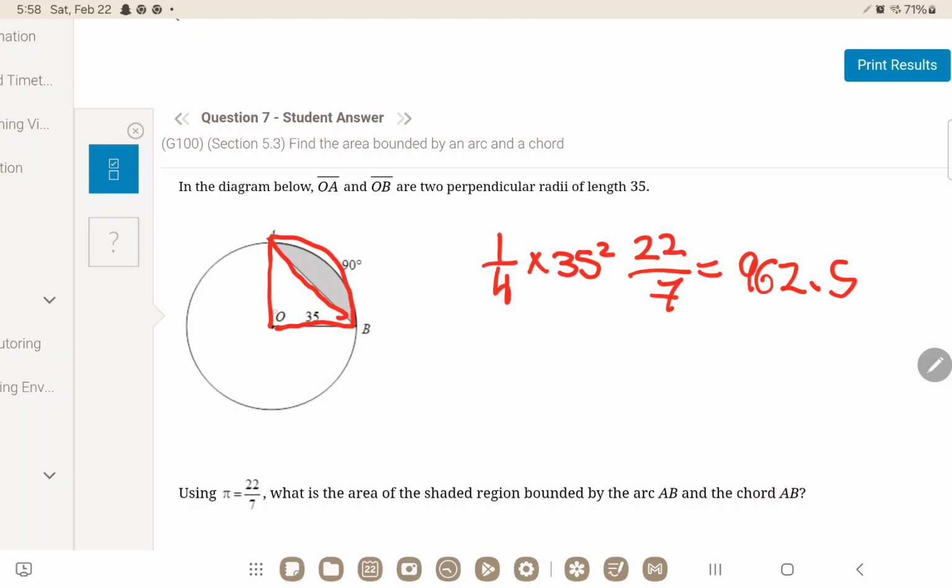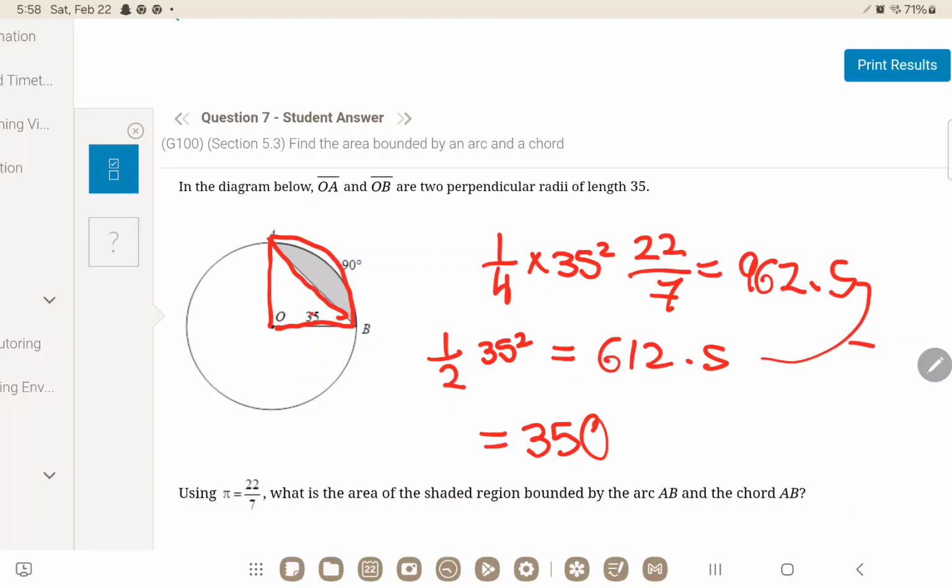Now we need to find the area of the triangle, which is half base times height, which is half 35 squared. Once you do that in your calculator, wait, let me do it again. 0.5 times 35 squared gives you 612.5. Now subtract the two numbers from each other. You're gonna get 350. That is your answer.